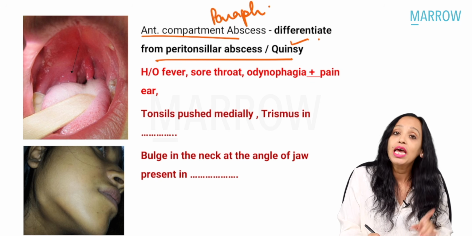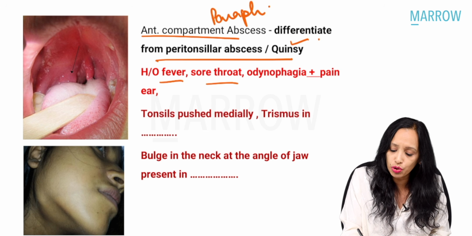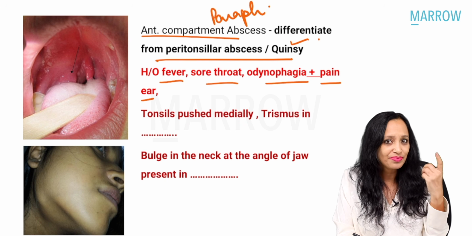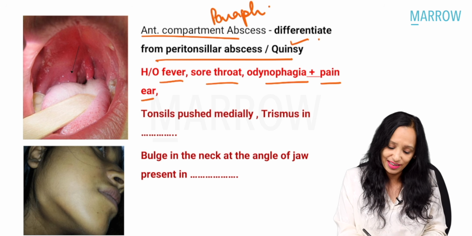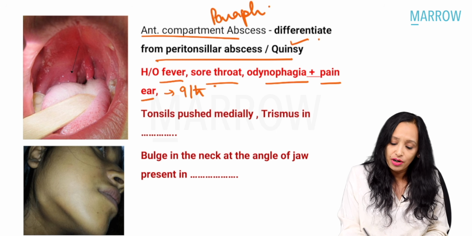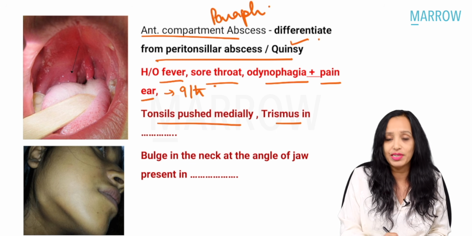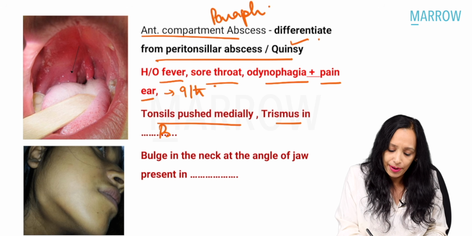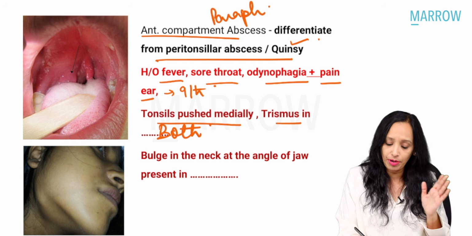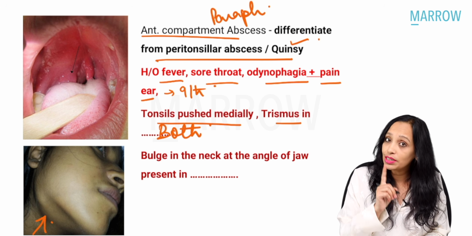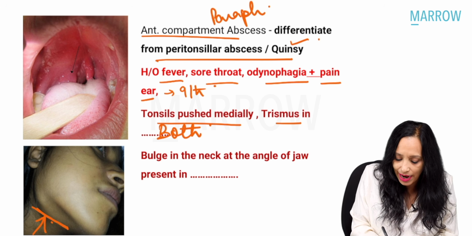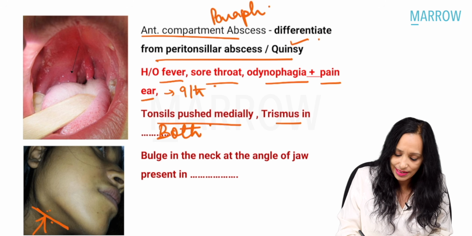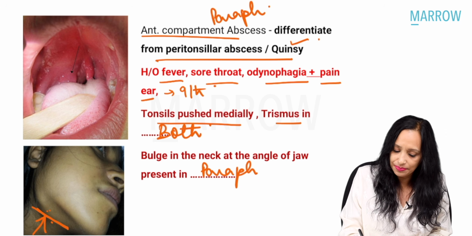parapharyngeal abscess. In both, the presentation will be fever, sore throat, odynophagia, pain in the ear. Pain in the ear from the tonsillar area will be through which nerve? That was a question, yes, that is through the ninth nerve, glossopharyngeal. Tonsils pushed medially and trismus will be seen in both peritonsillar as well as parapharyngeal anterior compartment abscess, but the bulge at the angle of jaw, because the parapharyngeal space extends to the hyoid, indicates that it is a parapharyngeal abscess.